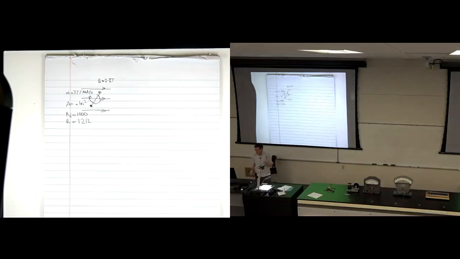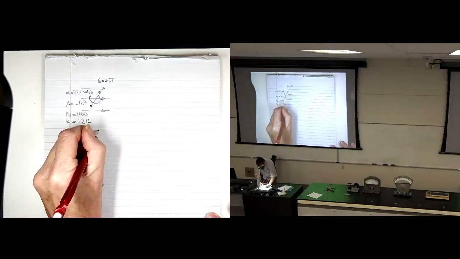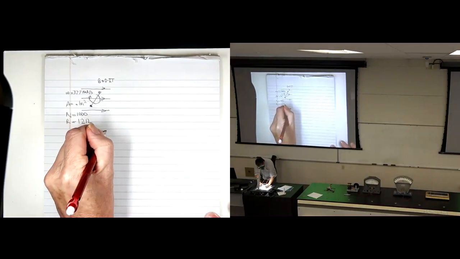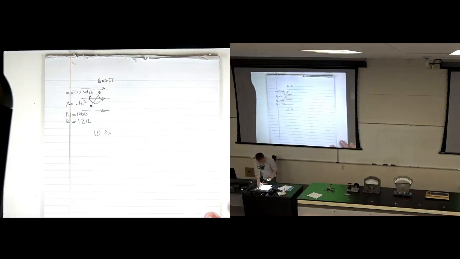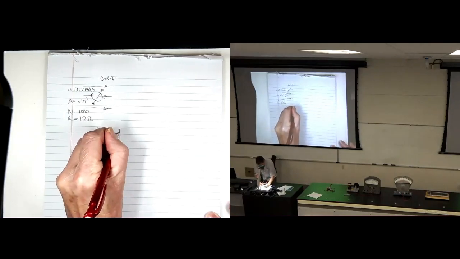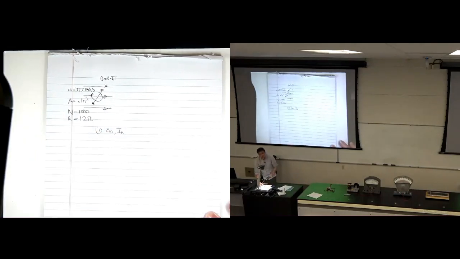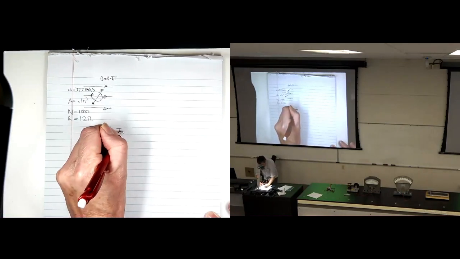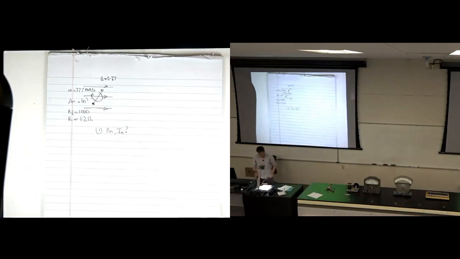First thing was to figure out the induced EMF and the induced current. Actually, the question said, what's the max? What's the maximum induced EMF and induced current? So let's figure those things out first. This is part 1. We want maximum, that's the subscript here, induced EMF. Maximum induced current. The M is the subscript for maximum. Okay, so what are these? Let's see if I can do this.